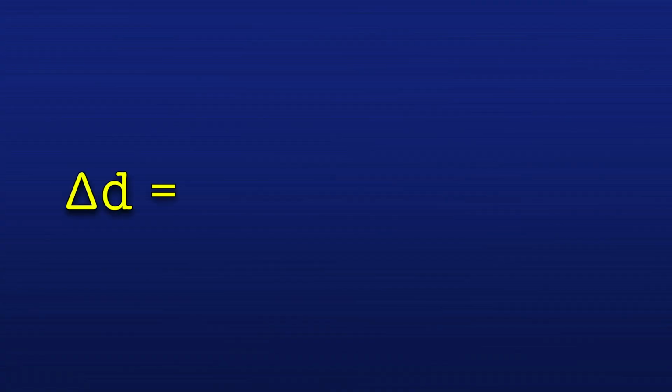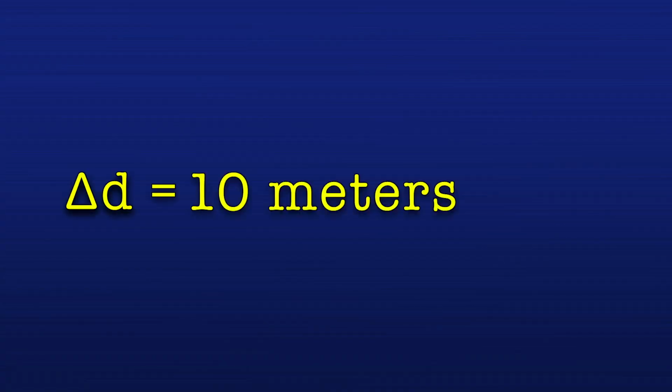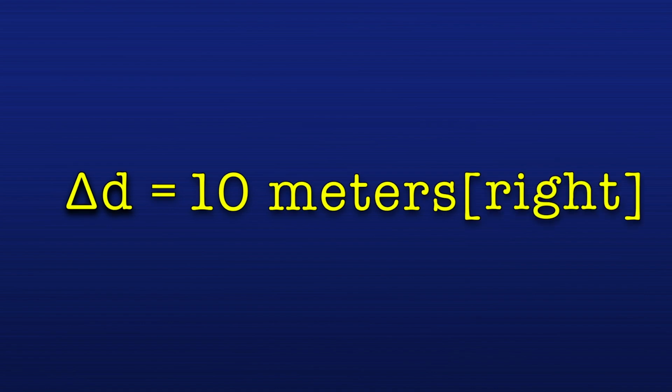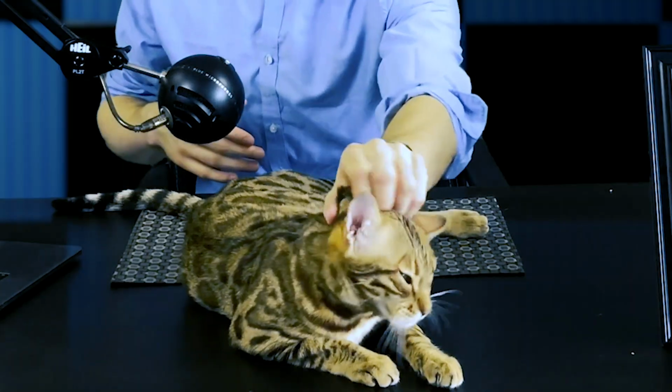You can record the displacement, in this case, as delta d equals 10 meters, bracket, right, because I moved to the right. This indicates that the object, meaning me, ends up 10 meters from the reference point, this little cat. It also indicates that the direction of travel was to the right of the reference point. So I moved to the right of this little furball.